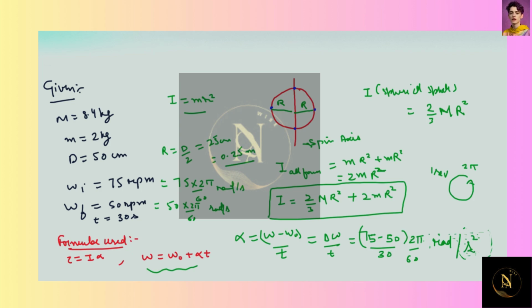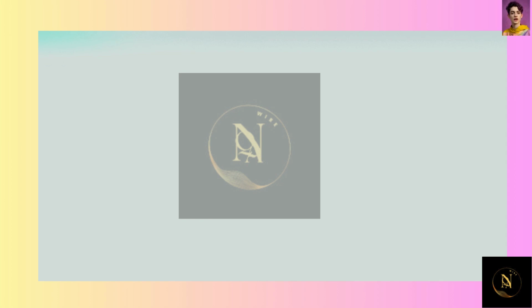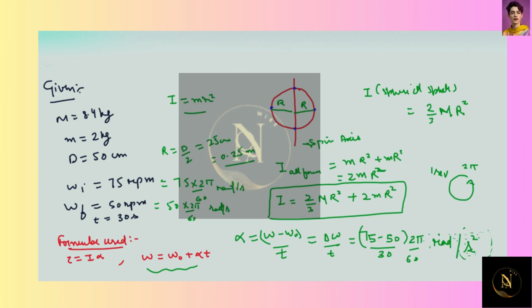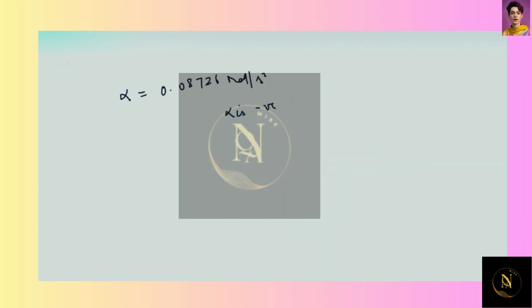So doing the calculation using a calculator, alpha is equal to 0.08726 radian per second squared. Remember that this is negative. Negative means that omega is decreasing. We just took the magnitude here, that's why we did not get the minus, but we have to have the minus here. It's just saying that the torque applied is to decelerate.